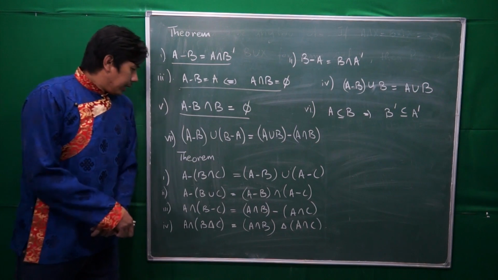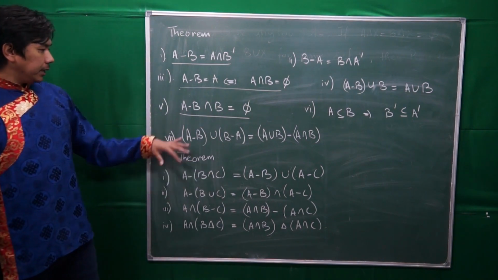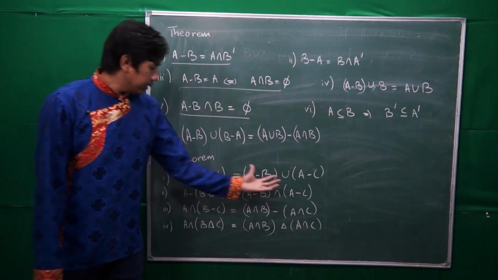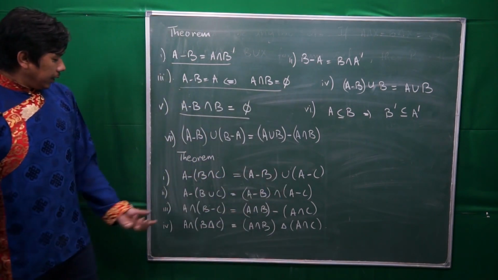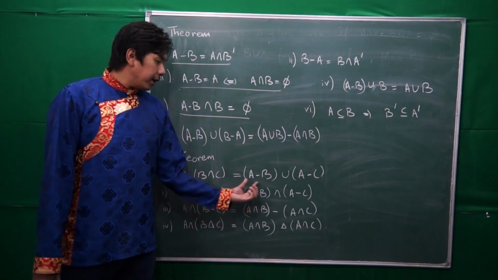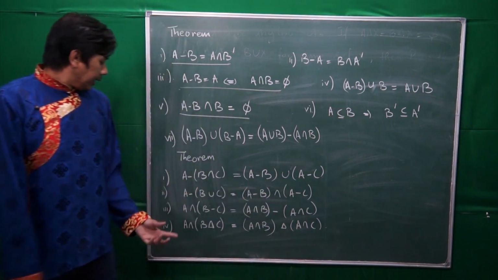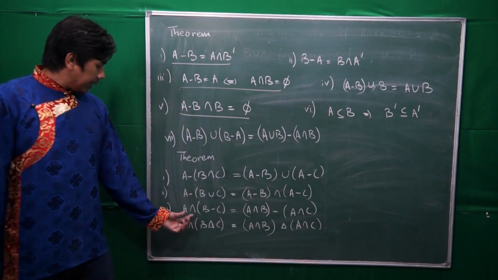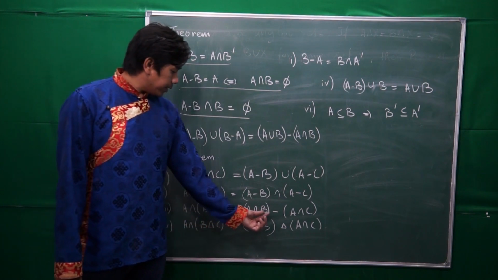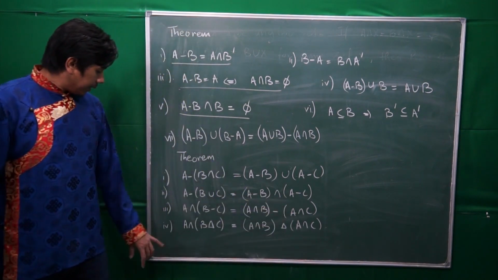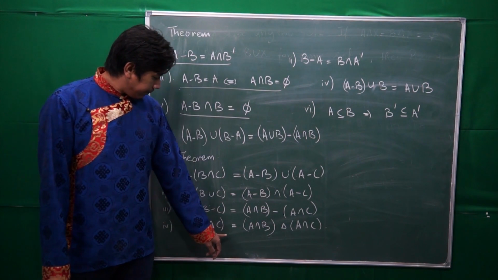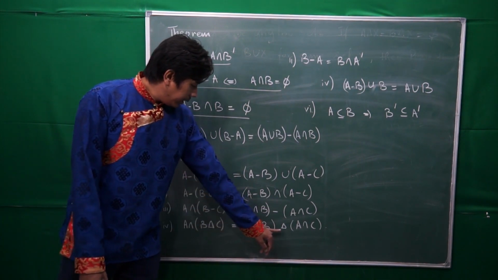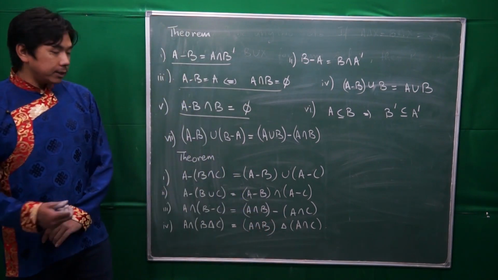All right. Now certain more important theorems. These are general theorems. Based on these theorems, there are a few more theorems. These theorems are very important as well. A minus B intersection C equals A minus B union with A minus C. Similarly, A minus B union C equals A minus B intersection with A minus C. And then A intersection B minus C equals A intersection B minus A intersection C. And then A intersection B delta C. Delta means symmetric difference, as you know already, equals A intersection B delta A intersection C.